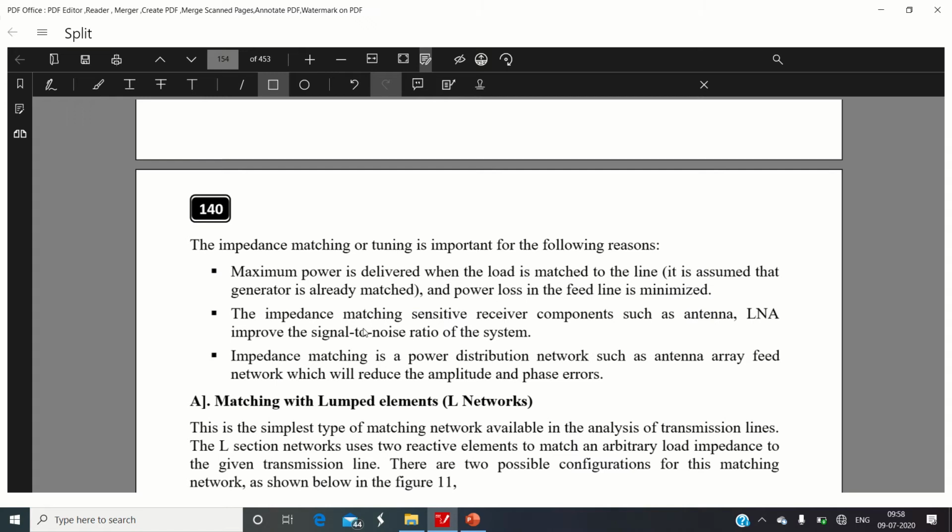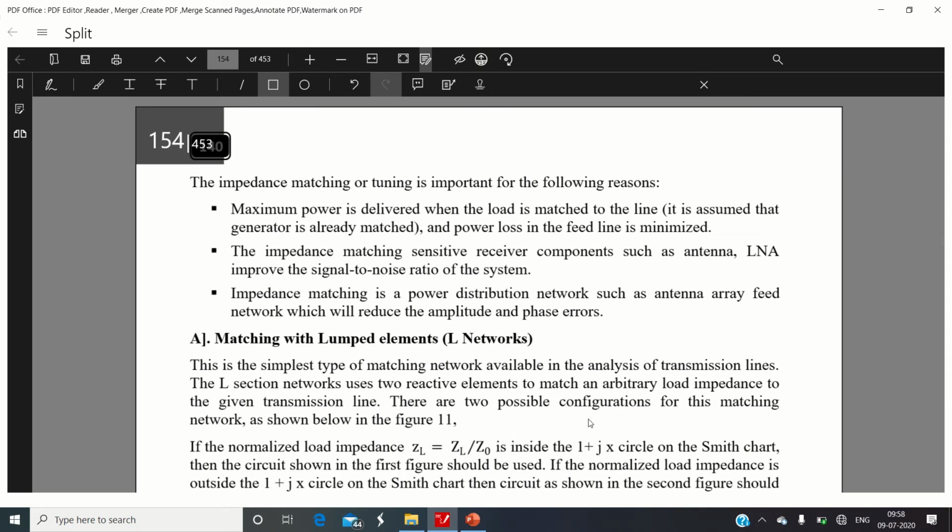Impedance matching is also useful in a power distribution network, which is used in an antenna array feed network, which will reduce the amplitude and phase error. So these are the main reasons why we should design an impedance matching network for a given microwave circuit. These are the main three reasons that we discussed, the need for designing an impedance matching circuit, although it was already discussed in our earlier lecture.